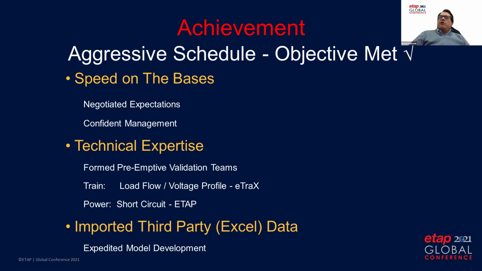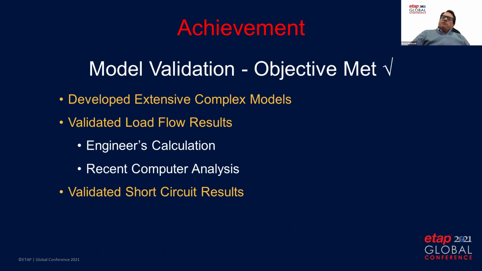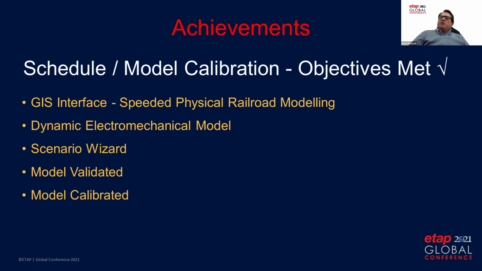development, and model validation. So we developed an extensive 2x25 traction power railroad model, validated load flow results against original engineers' calculations, validated short circuit results against original engineers' calculations, and then validated load flow results against the most recent computer analysis. We used GIS interface that speeded the physical railroad modeling. We developed a dynamic electromechanical model. This requires less data, so that accelerated our modeling for the railroad.